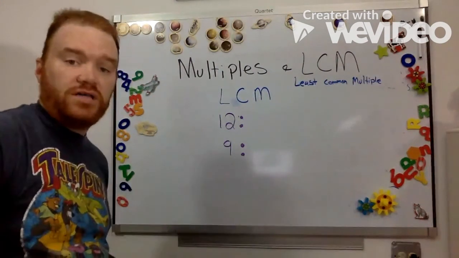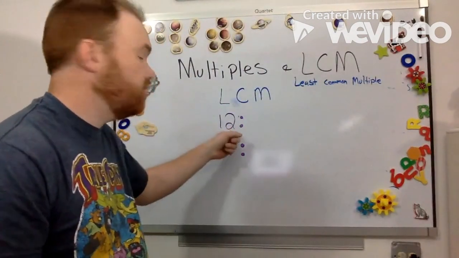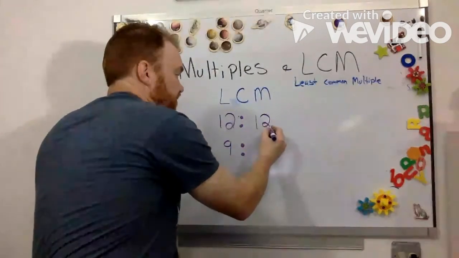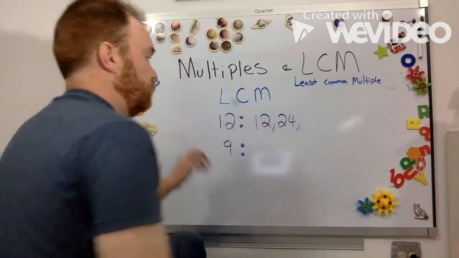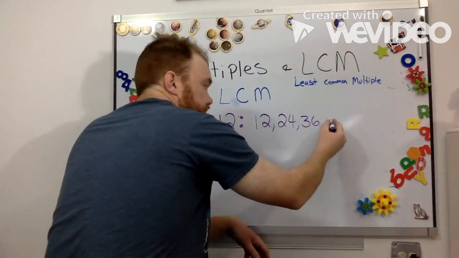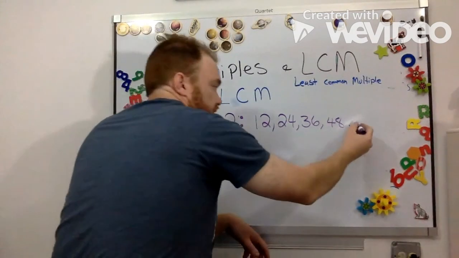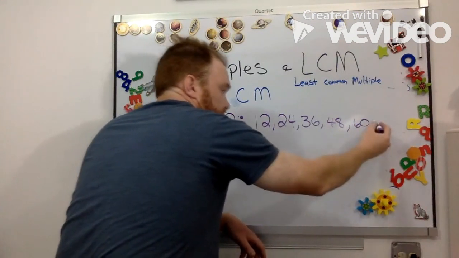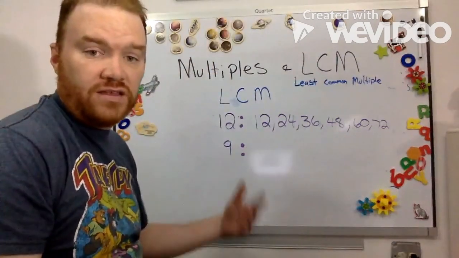Hopefully you hit pause and figured out your least common multiple of 12 and 9. Multiples of 12, let's list them out: 12, 24, 36, 48, 60, 72. Hopefully you got that.